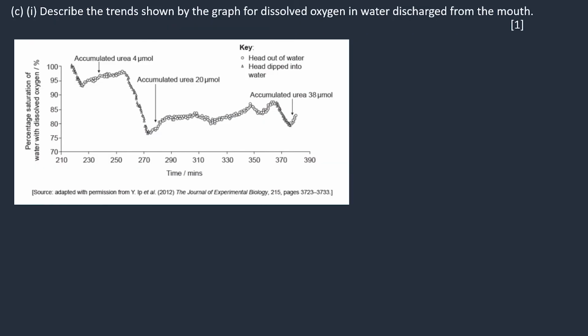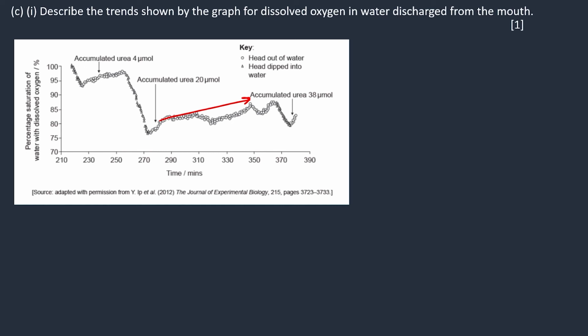And so C1 asks you to describe the trend shown by the graph for the amount of dissolved oxygen in water discharged from the mouth. And we can see that when the head is submerged, oxygen actually decreases with respect to the percentage of saturation of water with oxygen. And when its head is stuck out of the water, you can see an increase in that percentage of saturation of the water with dissolved oxygen.